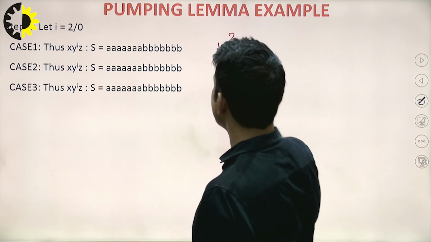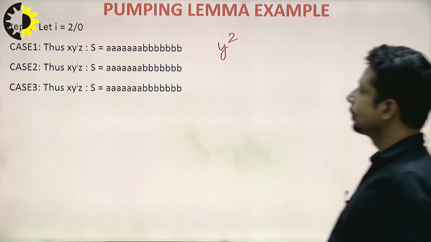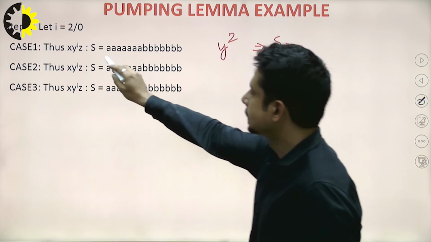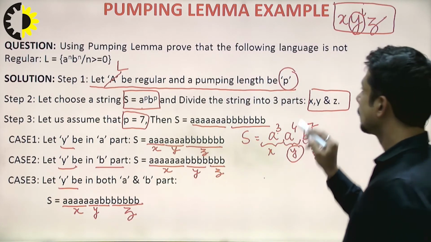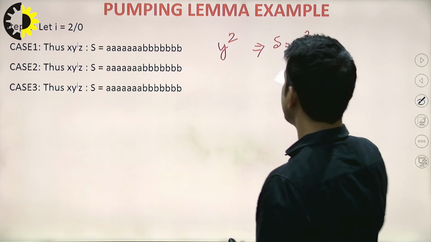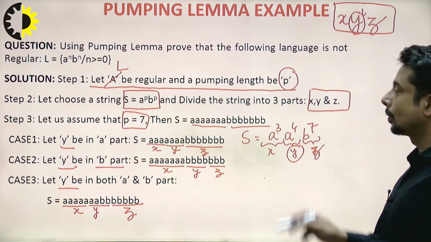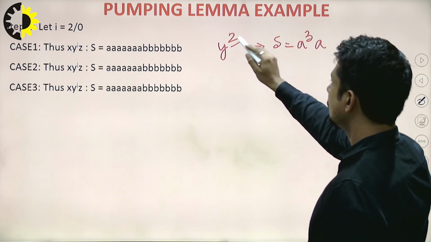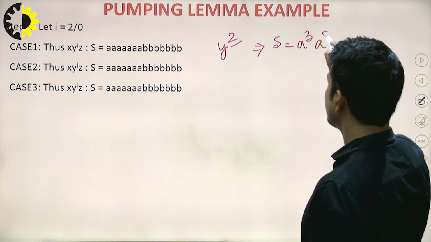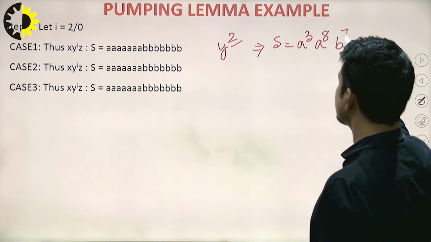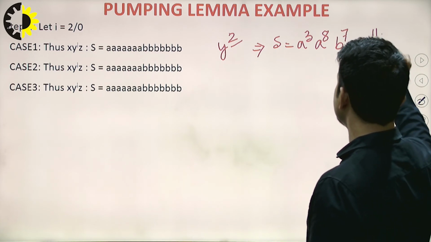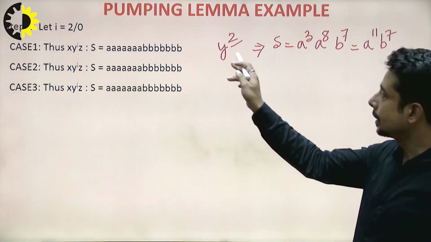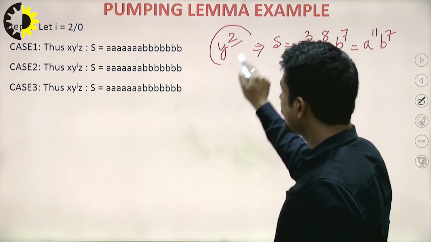and I have taken the i value as 2, then x is a to the power 3, y is a to the power 4. Now it will be a to the power 4 plus 4, it will be double, so it will be 8, and then b to the power 7. Therefore in total it will be a to the power 11, b to the power 7. Clear? So this is what I have got after varying the value of y.